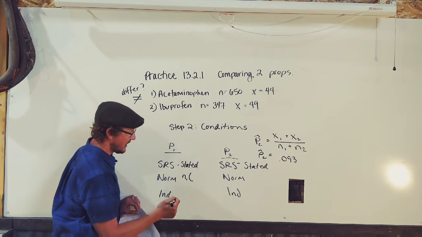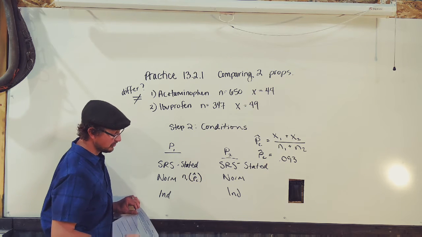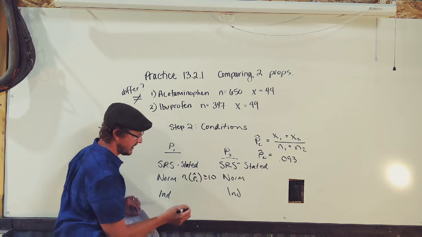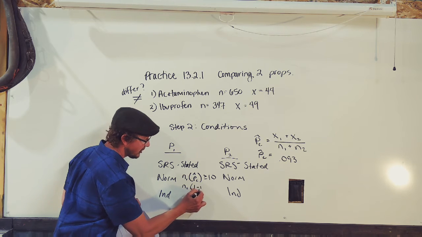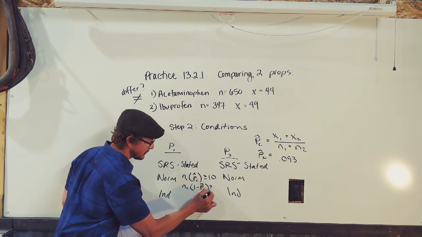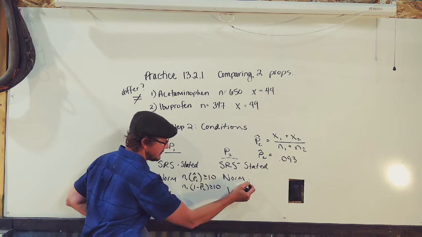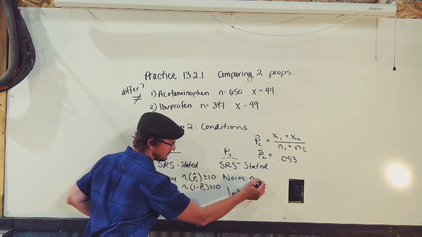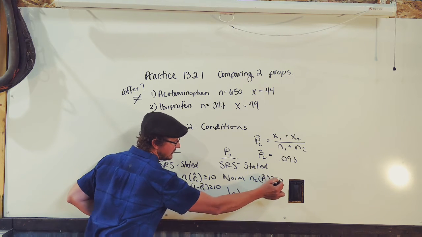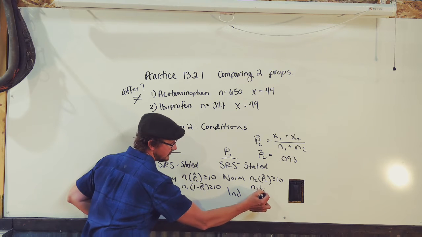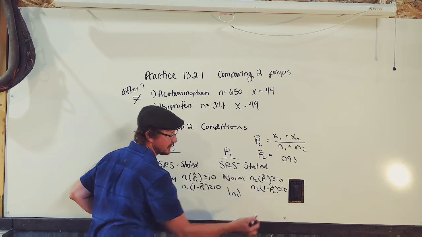Now for normality, our formula is the sample size of the first times the combined proportion has to be greater or equal to 10. Also, the sample size of the first times the complement of the combined proportion has to be greater or equal to 10. And that has to work for both sides. So on this side, it's the sample size of the second times the combined proportion greater or equal to 10, and the sample size of the second times the combined proportion complement also greater or equal to 10.